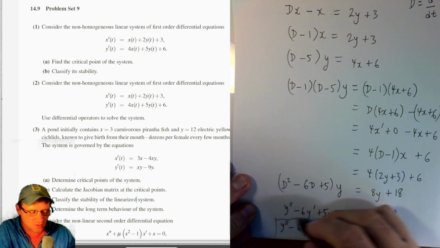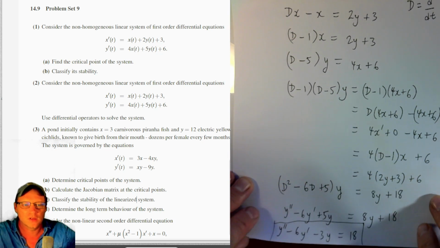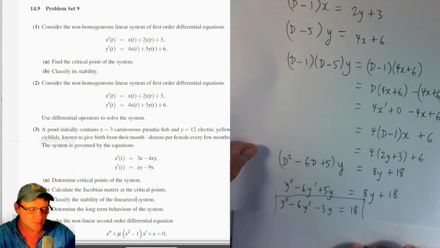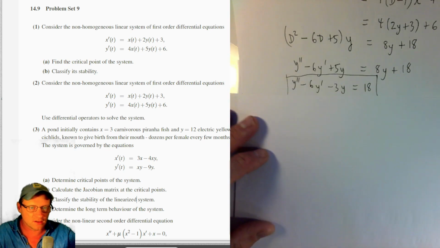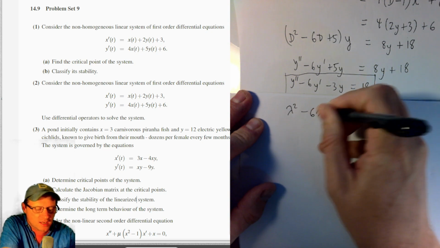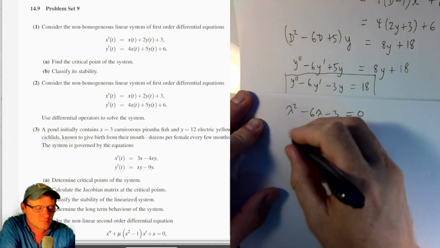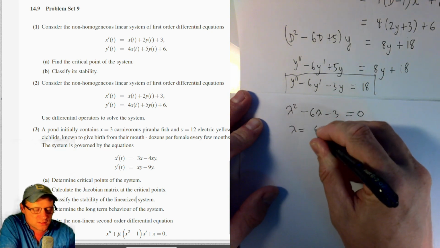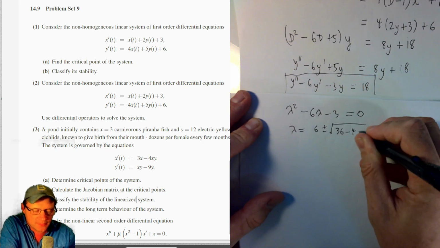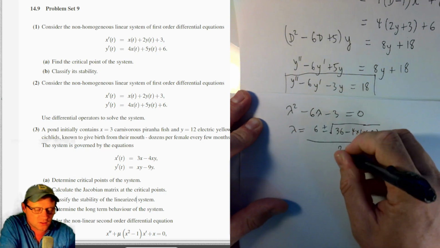Okay, so now I have this second order differential equation to solve. It's not homogeneous, so what we do is add the homogeneous to the particular solution to get our general solution. Okay, so let's come along here and finish this off. The characteristic equation is λ² - 6λ - 3 = 0. So λ equals 6 plus or minus the square root of 6² is 36 minus 4 times 1 times -3, and that's all over 2 times 1.